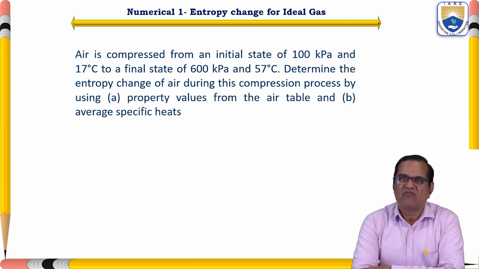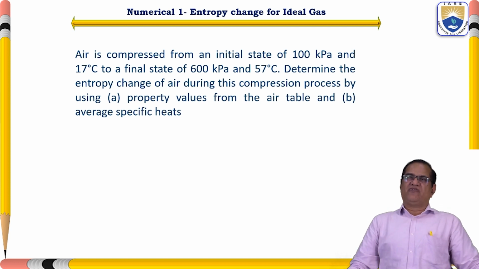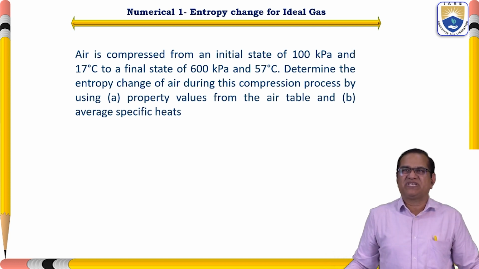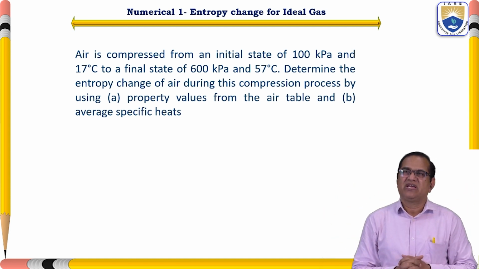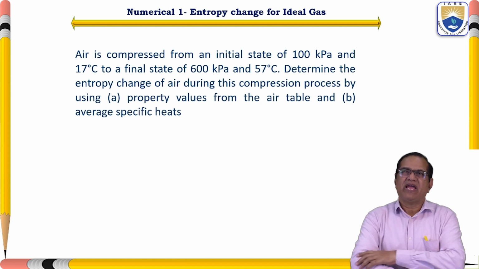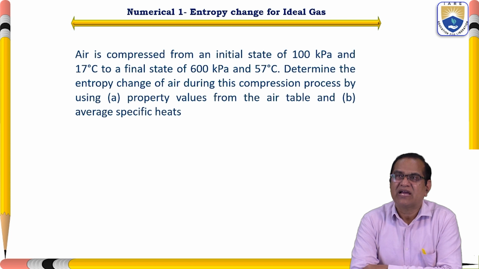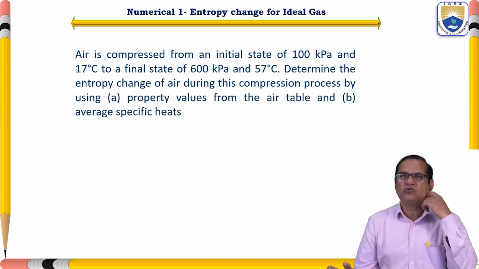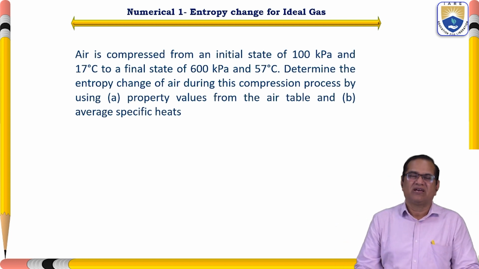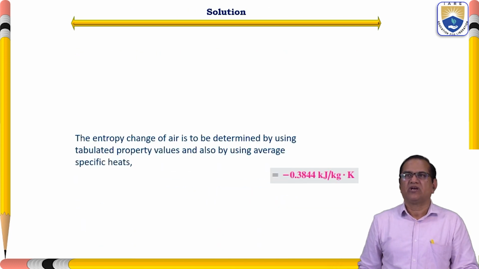Air is compressed from an initial state of 100 kilopascal and 17 degrees centigrade to a final state of 600 kilopascal and 57 degrees centigrade. Means state 1 and state 2 are given. What we have to do? Determine the entropy change of air during this compression process by using A, property values from the air table, and B, average specific heat. So we have to use the table and then we have to use the equations for this problem.